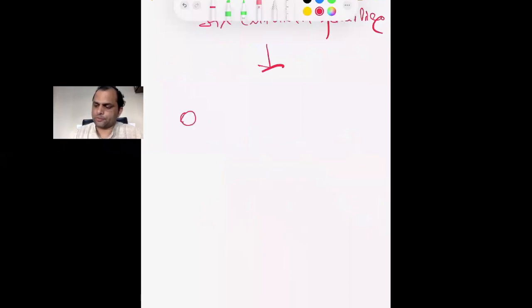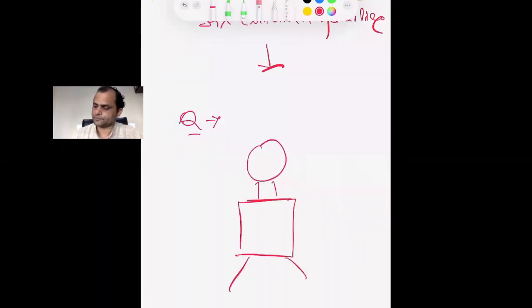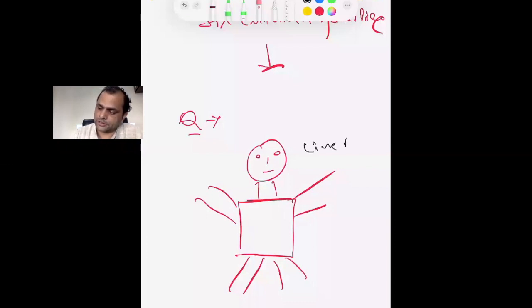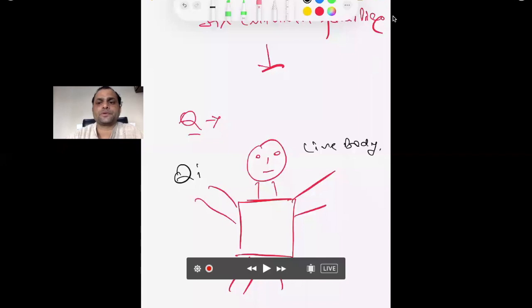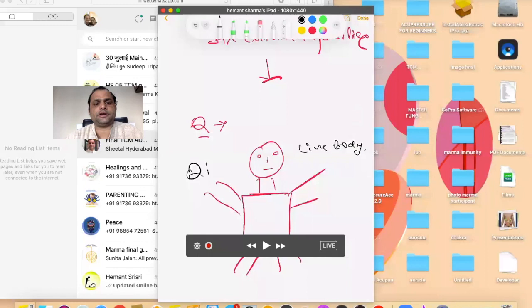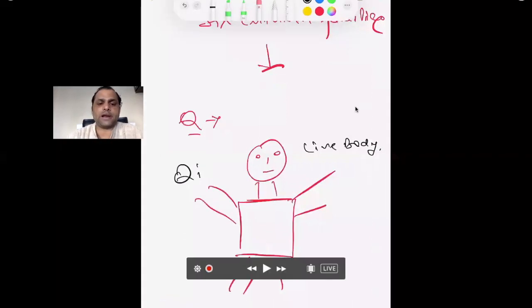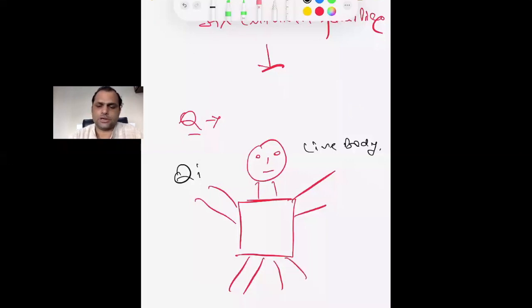So first question from my side. If this is a human body, and we know the difference between a dead body and a live body, what is the difference? If there is one dead body and one live body, how can we find out that one is a live body and one is a dead body? The difference is, if there is a live body, it is full of qi, it is full of energy, right? It is full of prana. A live body means having breath. The live body has prana, vital force. In acupuncture, we call it qi, Q-I or C-H-I.